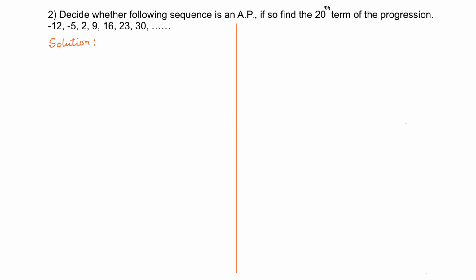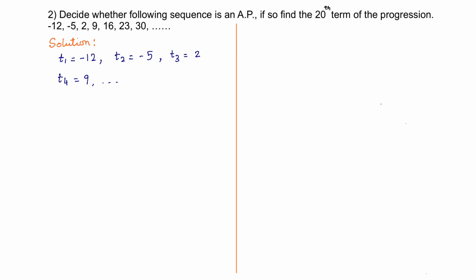Let's solve the question. So here the first term is -12. The second term is -5. The third term is 2 and the fourth term is 9. We'll go up to the fourth term only. तो यहाँ पे first term -12 है, second term -5, third term 2 और fourth term 9 है. Okay, so let us find the difference between the two terms. दो term के बीच में अब हम difference find करेंगे.